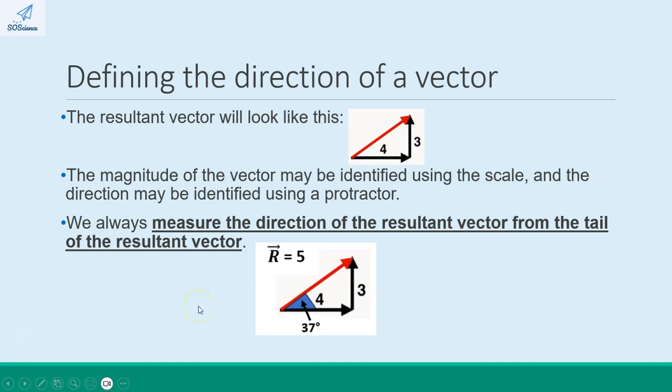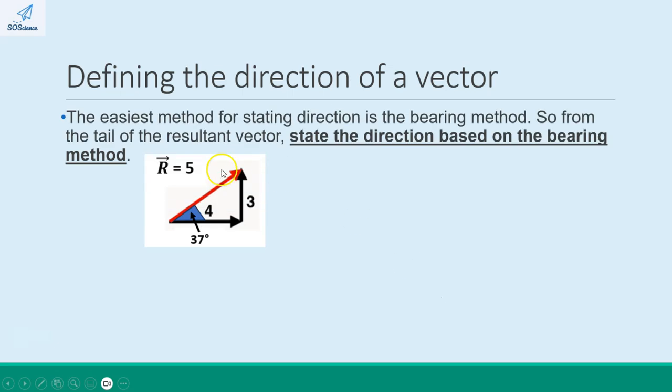But it doesn't end there, because you have to provide either the compass method or the bearing method here. And the bearing method is always an easier method to use. And that's what I encourage my students to use when they are going to give the direction of the resultant vector. So the easiest method for stating directions, the bearing method. So we go to the tail of the resultant vector, and that's in fact where we measured the angle. And if we want to state the direction based on the bearing method, remember, it's going from the north clockwise until we hit the vector.